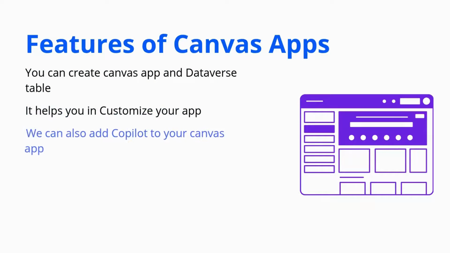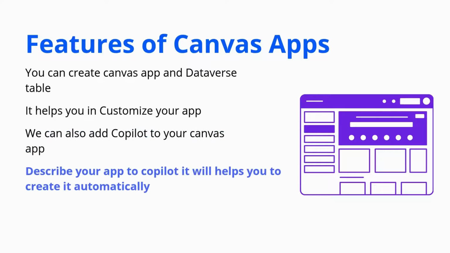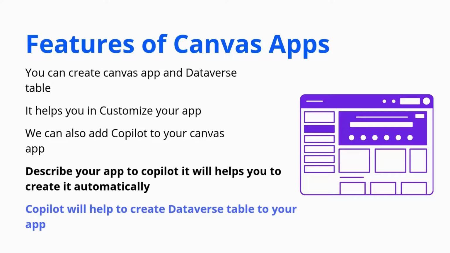We can also add Copilot to your Canvas app. Describe your app to Copilot, and it will help you to create it automatically. It will also help to create a Dataverse table for your app. Copilot works with apps that use Dataverse as a data source.